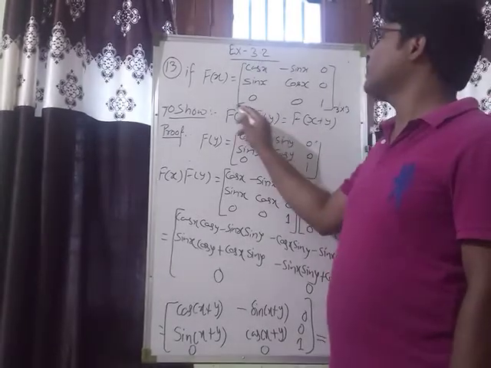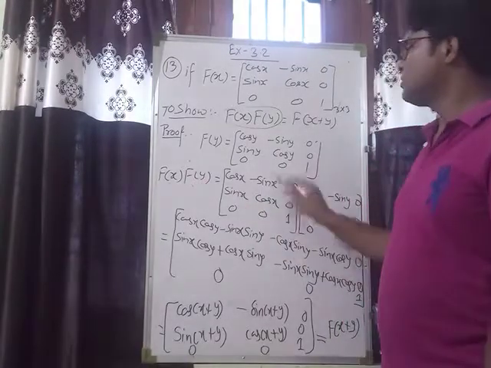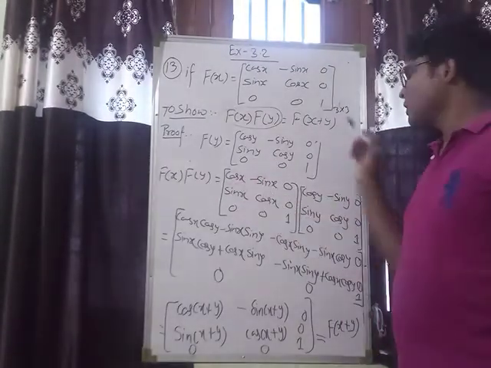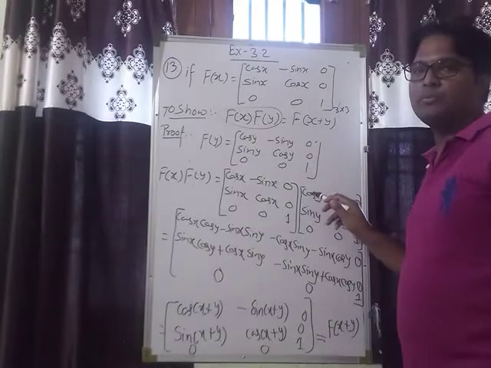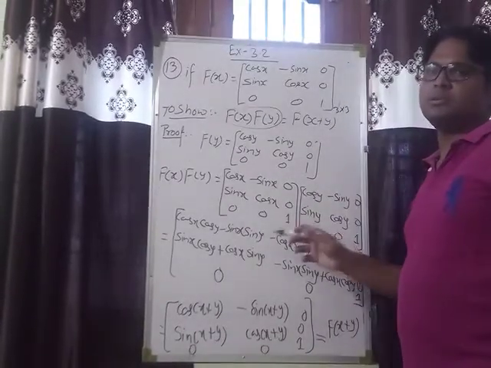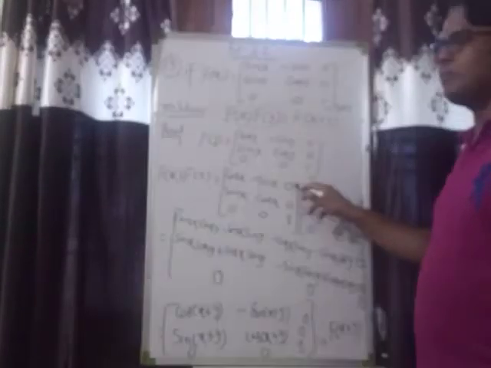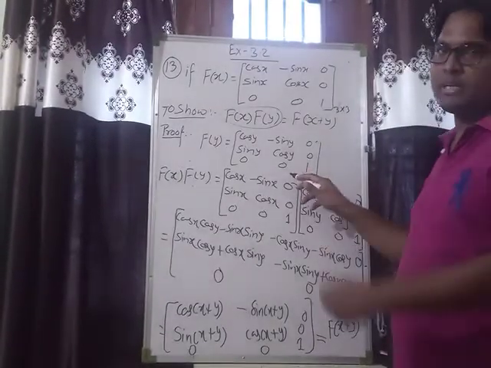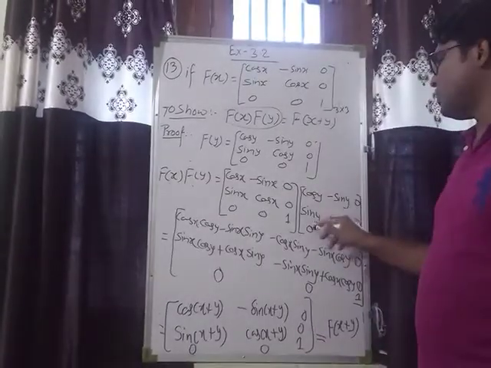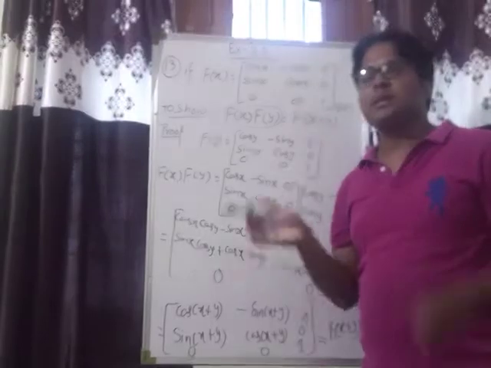Now I am going to find out f(x) into f(y). So see, this one is f(x), this one is f(y). Now this is the matrix multiplication of two matrices. So consider the first row of the pre-matrix and the first column of the post matrix. Multiply corresponding entries and add them.